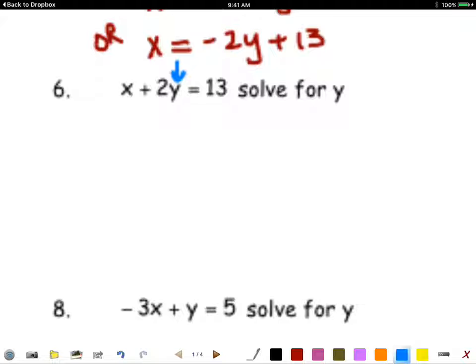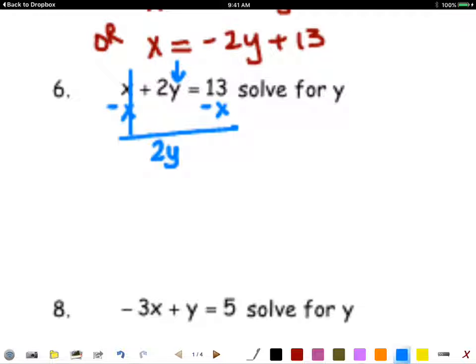Okay, so that's a positive x. Now, is this a positive x because of this plus sign? No, it's a positive x because in front of it, there is no negative, correct? Okay, so how do we get rid of a positive x or a plus x? We're going to subtract x here and over on this side. So we bring down my positive 2y. Now let me stop you too.